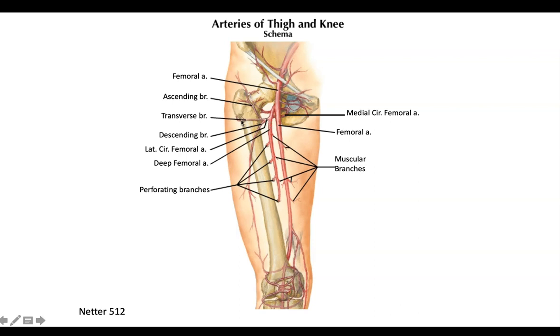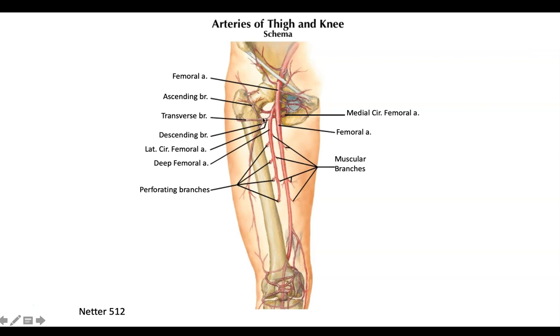The transverse branch also anastomoses with the transverse branch of the medial circumflex femoral artery at the junction of the upper end and the shaft of the femur. And the descending branch of the lateral circumflex femoral artery descends in between the rectus femoris and the vastus lateralis part of the quadriceps femoris muscle, and then this descending branch descends all the way up to the knee joint, and it participates in the formation of the genicular anastomosis around the knee joint.